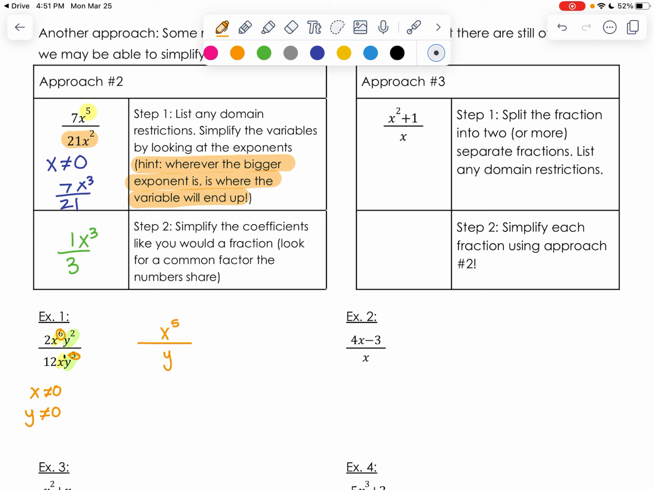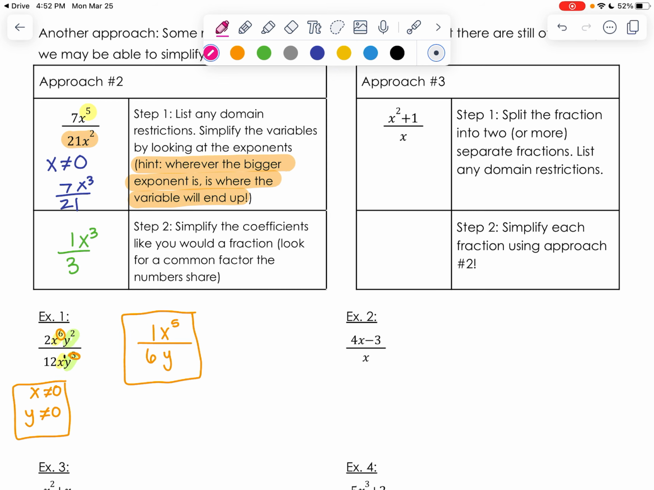Then we're going to look at the numbers, 2 over 12. What are 2 and 12 both divisible by? Well, they're both divisible by 2. So 2 divided by 2 is 1, and 12 divided by 2 is 6. So here is our final simplified form, and here are the domain restrictions.